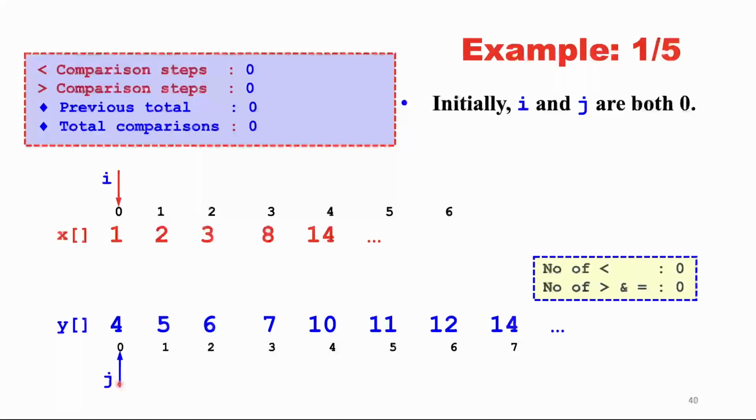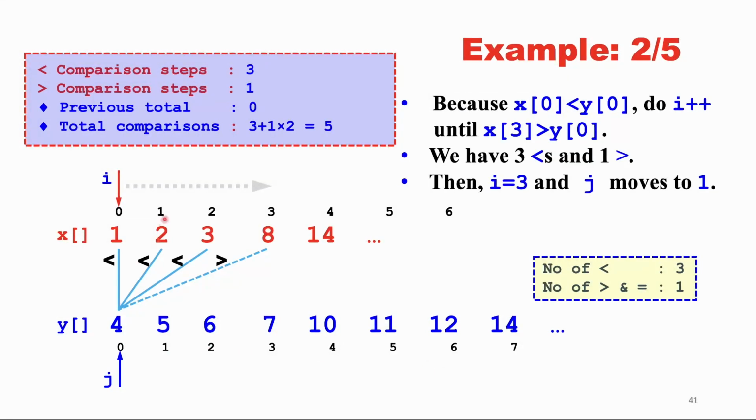Initially, i and j both point to 0, and there are no less-than comparisons, and no larger-than or equal-to comparisons. Now, because x0 is less than y0, we move the index, i++. Then x1 is less than y0. Again, we move i.